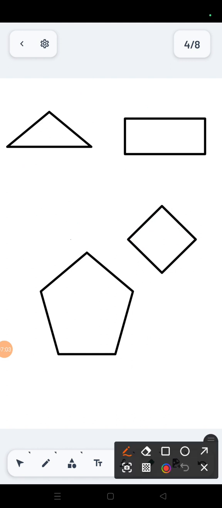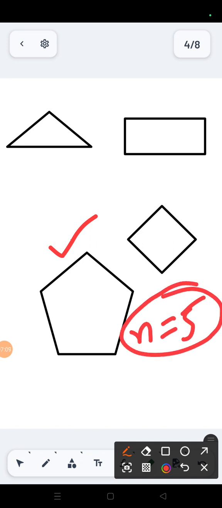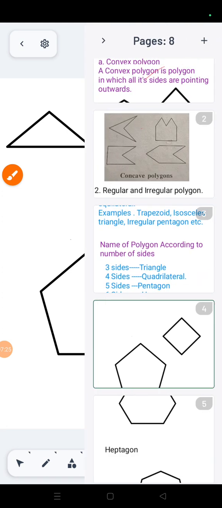Now the next is pentagon. In this pentagon there are five sides. So in the case of a regular pentagon, there are five equal sides, and each interior angle is equal. Each interior angle of a regular pentagon is equal.